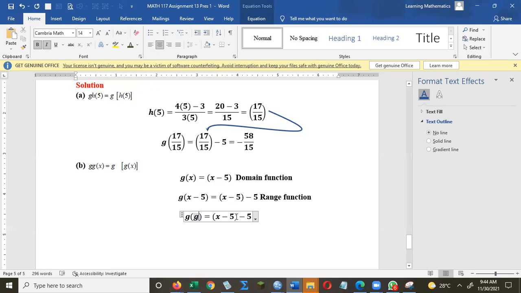And then now you clear your brackets. That's a 1. 1 times x is x, because there's a 1 outside of the bracket. 1x is x. 1 by minus 5 is minus 5. And minus 5 minus 5 is minus 10. And g of g of x, because that's what they want, is equal to x minus 10.